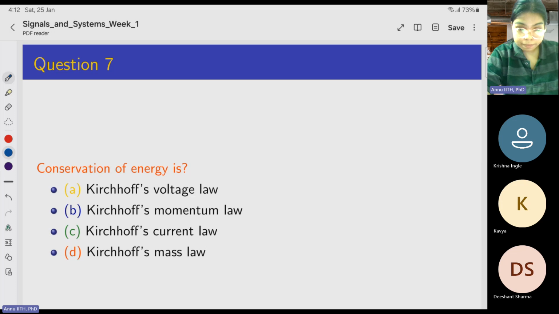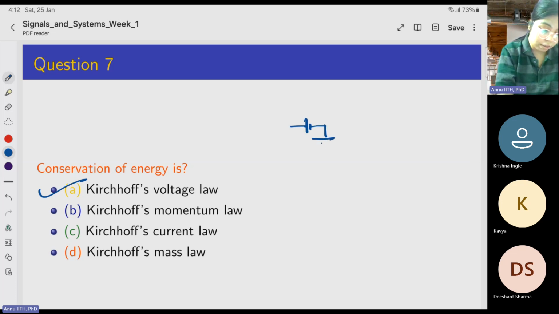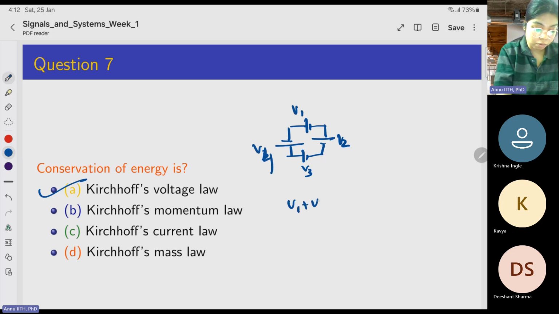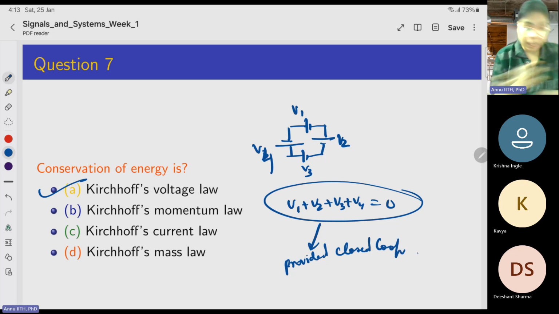Next question. The conservation of energy is Kirchhoff's voltage law, Kirchhoff's momentum law, Kirchhoff's current law, or Kirchhoff's mass law? Which of the following? Voltage law. Correct. Very true. So Kirchhoff's voltage law says that the sum of all the voltages in a closed loop is 0. So suppose V1, V2, V3, V4. The sum in a closed loop, it should be a closed loop. So V1 plus V2 plus V3 plus V4 should be equal to 0, provided it is closed. Okay. So far so good.